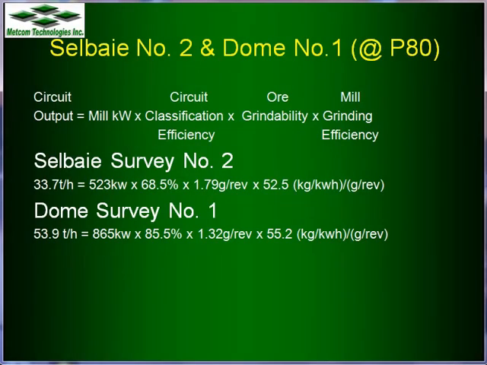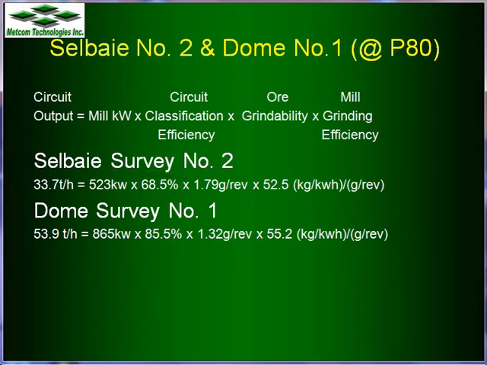Comparison of the Dome survey with the initial Cell Bay survey shows that the classification system efficiency, as measured at the actual P80 of the survey, was 85.5%. 85.5% of the mill energy was being used to grind material coarser than the P80. Compare that to the Cell Bay circuit, where only 68.5% of the energy was being used.